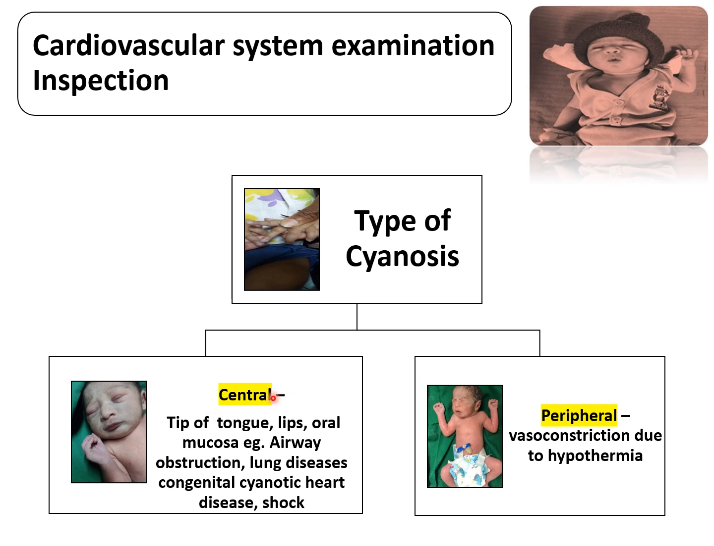Central cyanosis is because of lung and heart diseases. So whenever there is airway obstruction, lung diseases, congenital cyanotic heart disease or shock, the baby will have central cyanosis. In peripheral cyanosis, it is because of vasoconstriction. It is very common in hypothermia.